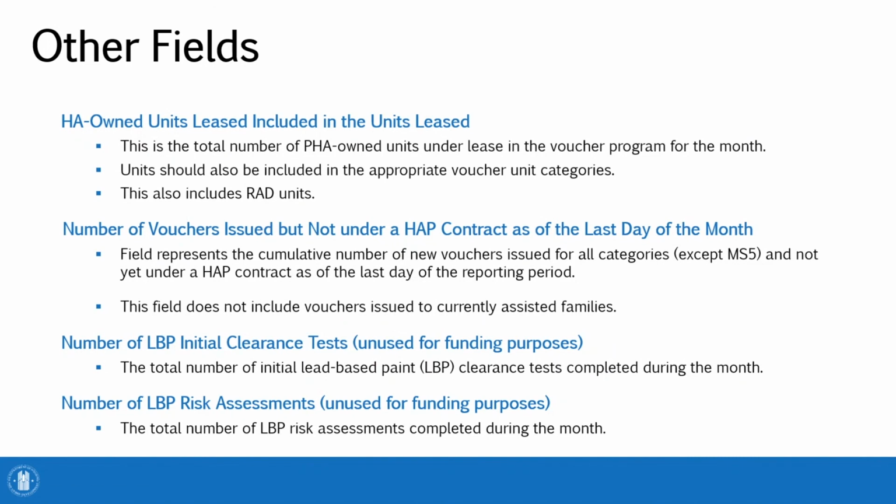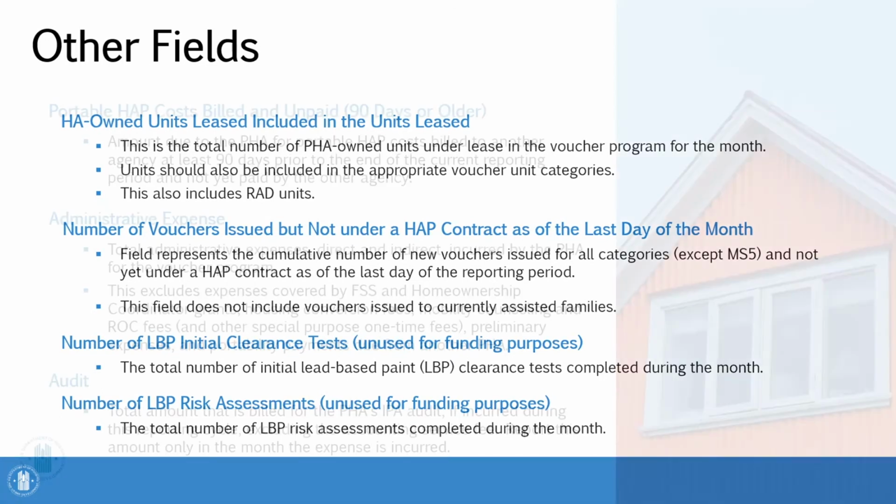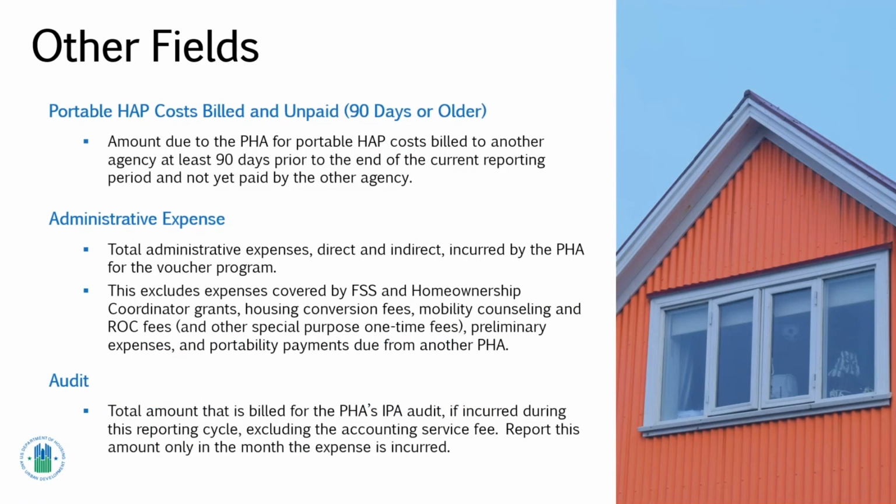Number of lead-based paint initial clearance tests. This is the total number of initial lead-based paint clearance tests completed during the month. The number of lead-based paint risk assessments is the total number of lead-based paint risk assessments completed during the month. Portable HAP costs billed and unpaid, 90 days or older, represents the amount of portable HAP costs billed by the receiving PHA to the initial PHA that they have not received payment for.